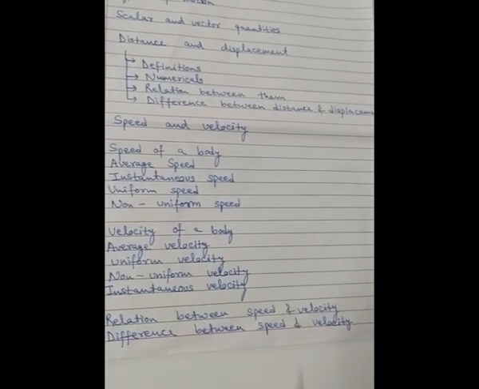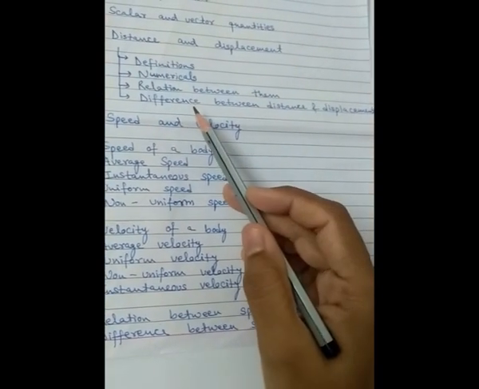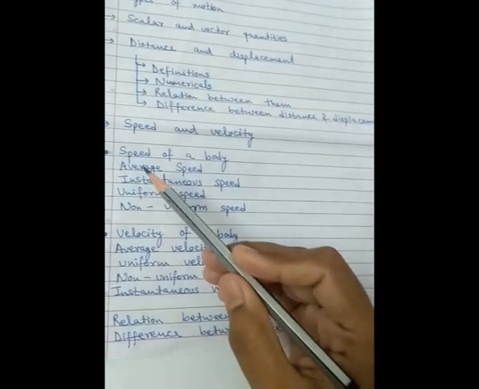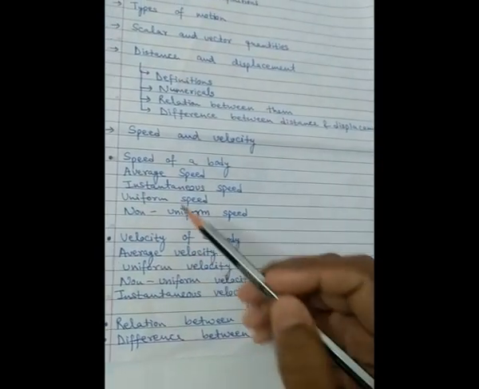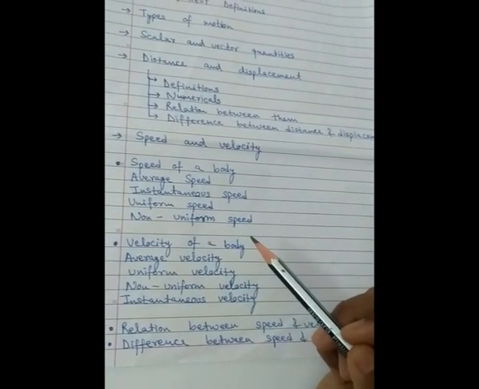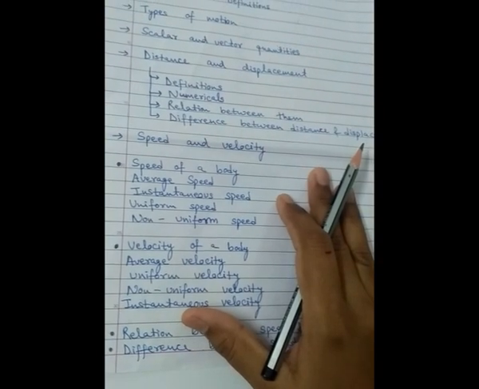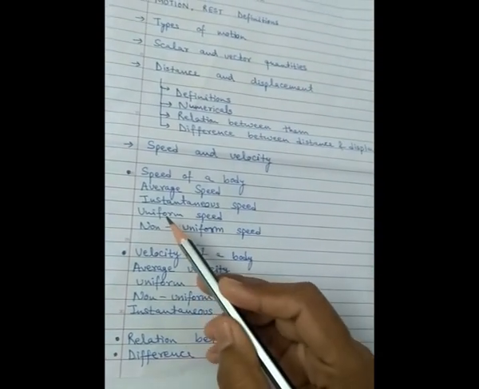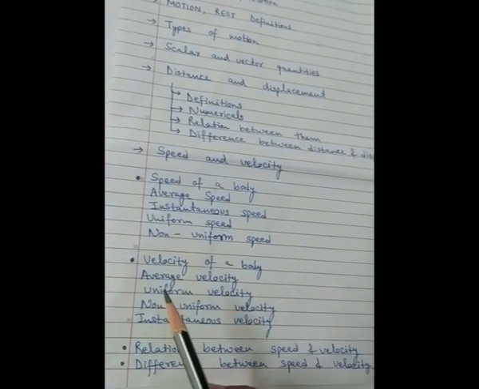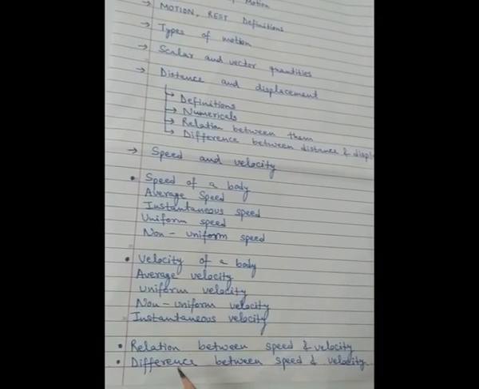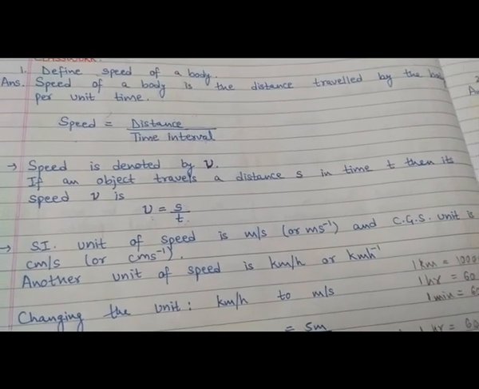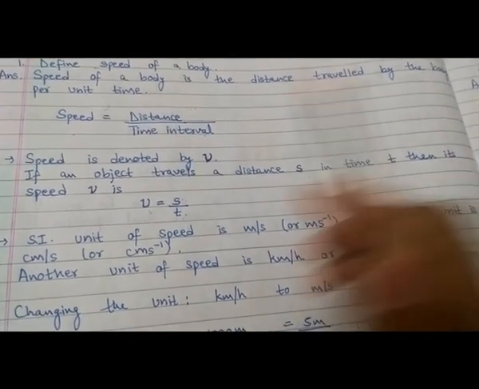In your third class, you had studied the difference between distance and displacement, speed of a body, average speed, instantaneous speed. Now, in this class, we'll be studying uniform speed, non-uniform speed, velocity of a body, average velocity. So before beginning our new topic, let's revise our previous class.